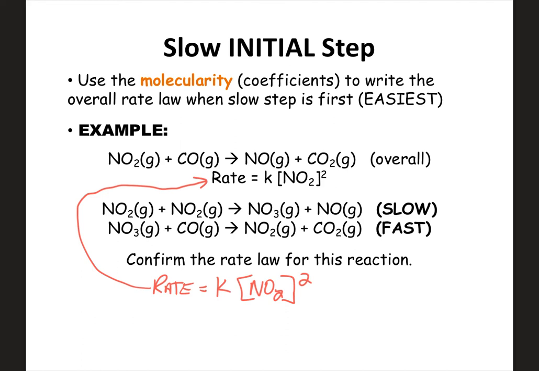So anytime the slow step is the first step, you can just write the rate law based on the stoichiometry, the coefficients of the reactants in that slow step. And we can do this because that's an elementary step.